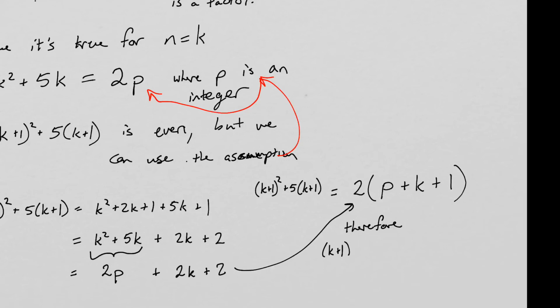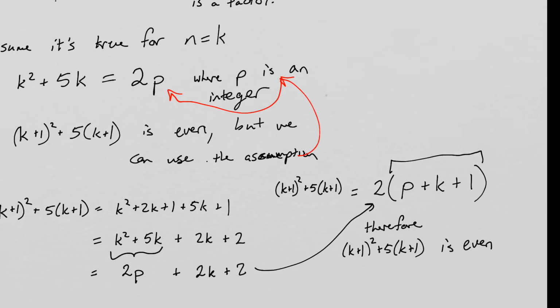k plus 1 squared plus 5 times k plus 1 is even, because it's equal to 2 times some expression. That expression is p, an integer, plus k, an integer, plus 1. And an integer plus an integer plus an integer is always still an integer. There's nowhere for a rogue decimal or fraction to get in there. And so that is enough.